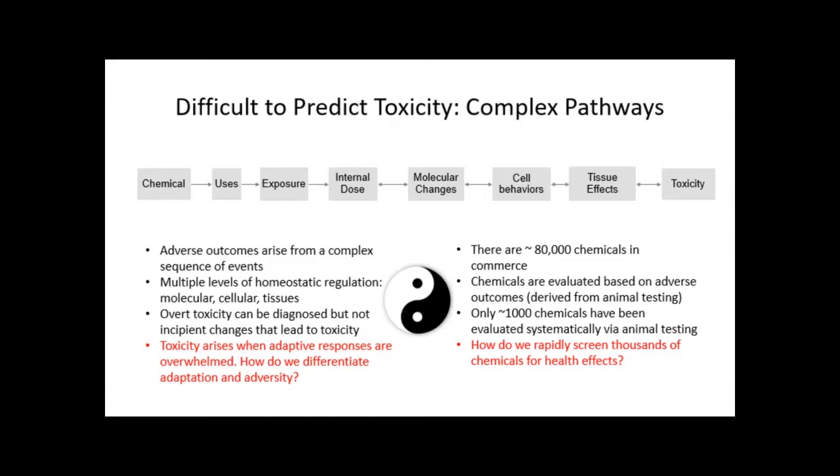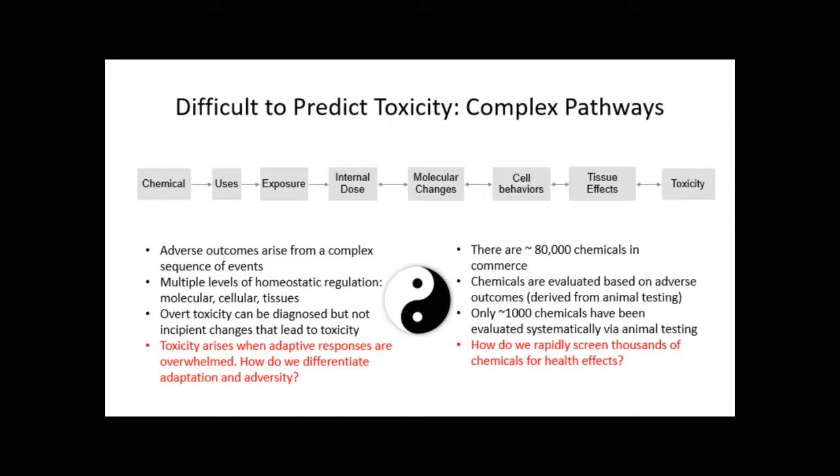So when toxicity actually happens, it's because these adaptive responses are overwhelmed. And one of the challenges that we face is this: how do we differentiate adaptation and adversity? That's an underlying theme that we cannot ignore as we do all this interesting, fascinating predictive modeling.